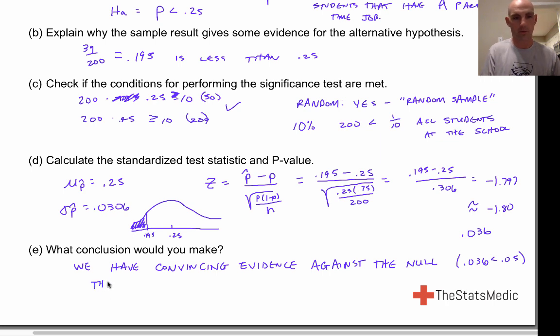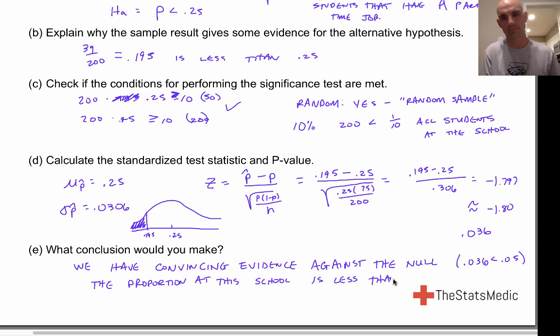And so we would say the proportion at this school is less than 25%. So think about how that just went, right? We defined our null hypothesis. We said, hey, it's 0.25. But the administrator thought it was less than. There's our null and there's our alternative.